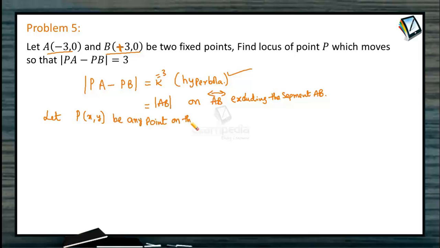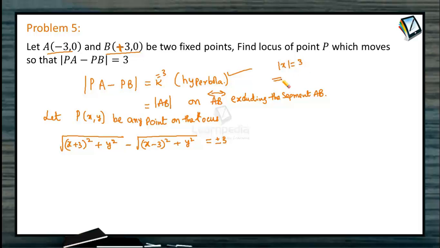point on the locus. When we write the condition in the form of an algebraic equation, PA is root of (x + 3)² + (y − 0)², minus PB, which is root of (x − 3)² + y², is equal to plus or minus 3. Because mod K is equal to 3 implies K is equal to plus or minus 3. So here we solve the two cases, plus 3 and minus 3, and we see that by symmetry in both cases we end up with the same equation. So let's go ahead with plus 3.